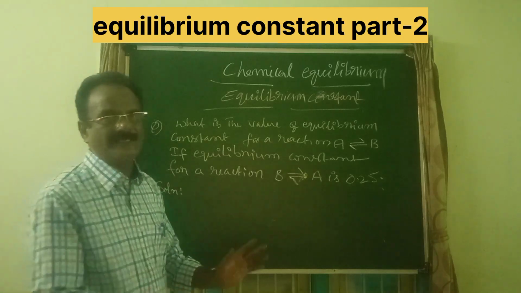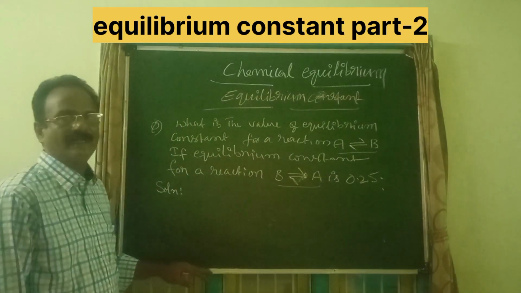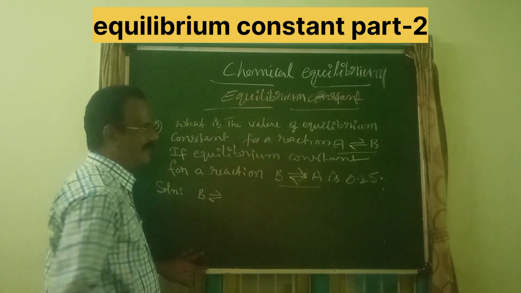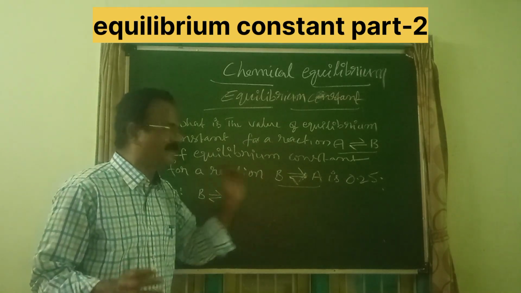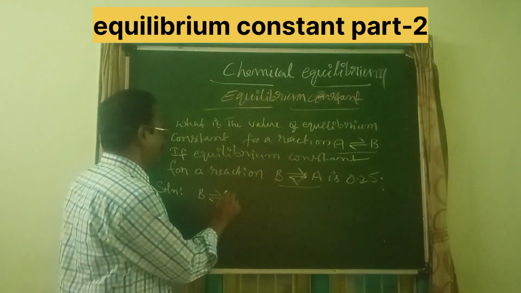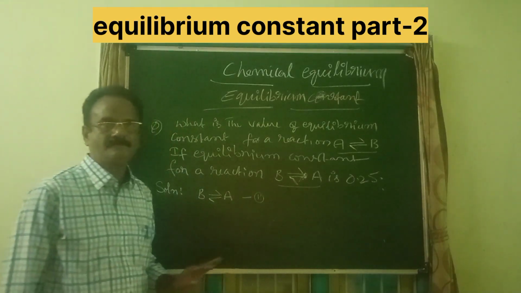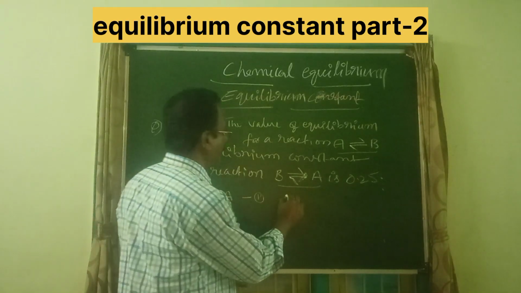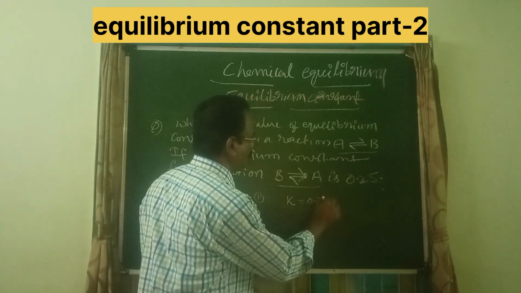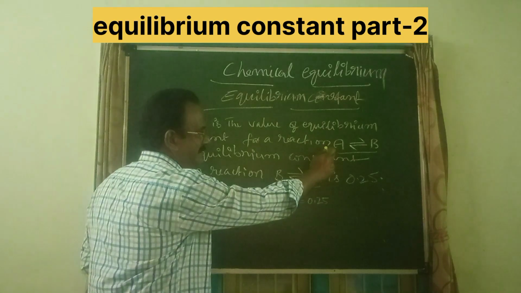See here, there are two equations they have given: A gives rise to B and B gives rise to A. Let B gives rise to A be the reaction whose equilibrium constant is given in the problem; it is to be considered as equation 1. Is it clear? B reversible arrows A, so this is equation 1. We consider the equilibrium constant as K for this reaction. K is equal to 0.25. Is it clear? Now, let us go for another equation given in the problem.